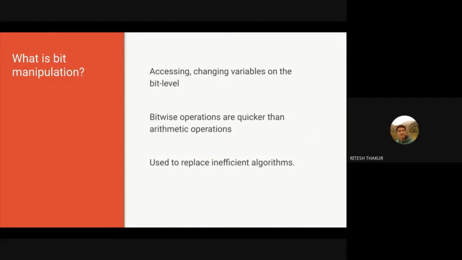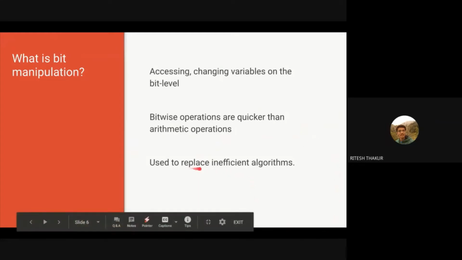The reason is that the bitwise operators are quite quicker and faster than the arithmetic operators. For example, adding, dividing, they are quick. They are not slow in any way, but they are comparatively very slow as compared to bitwise operators, because the bitwise operators access directly the bits, and we are in a way directly accessing the memory. So it's quite quicker to use bitwise operators, and they can be used to replace inefficient algorithms. We'll see two applications of bit manipulation further.